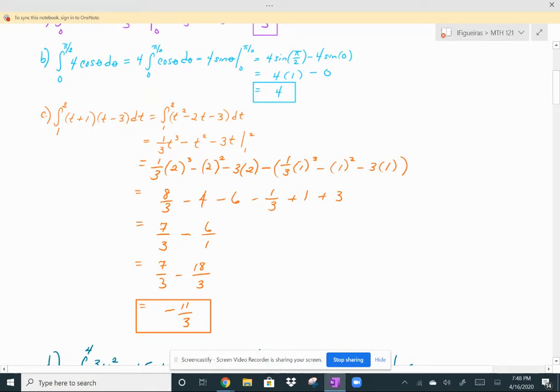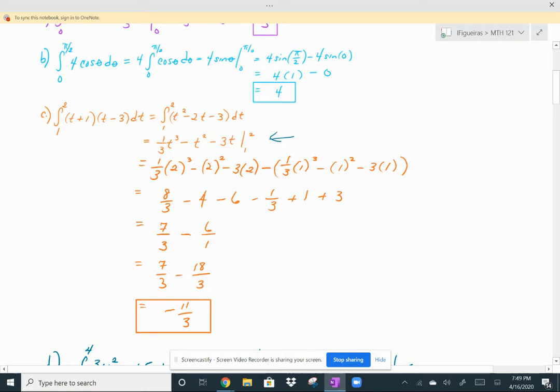All right, so now I'm ready to apply my anti-power rule. So the antiderivative of t squared is 1/3 t cubed. Antiderivative of minus 2t is minus t squared. And the antiderivative of a constant, well, it's just the constant with the variable. So remember, you're just going backwards. So the derivative of negative 3t would be negative 3. So we're now going in the other direction.